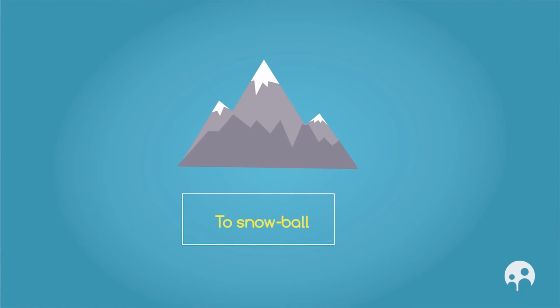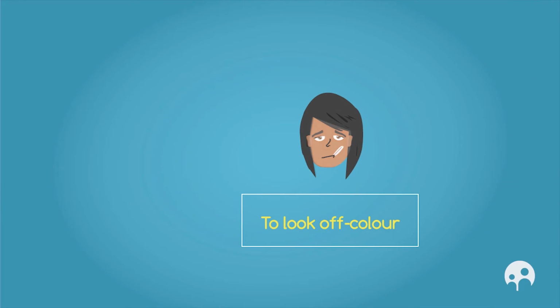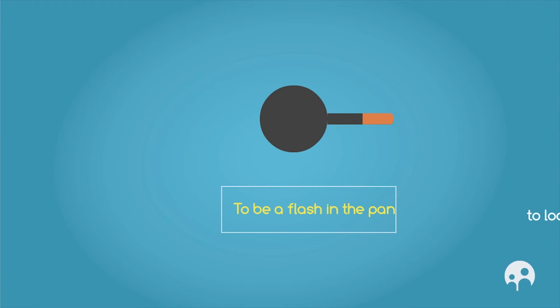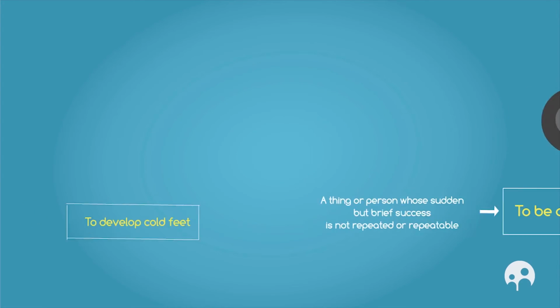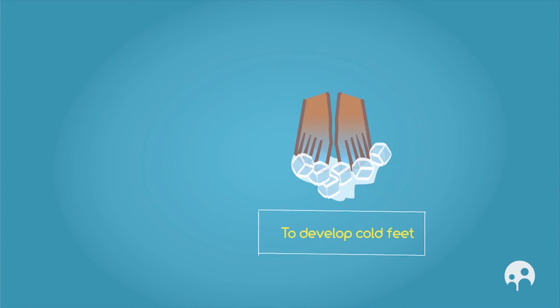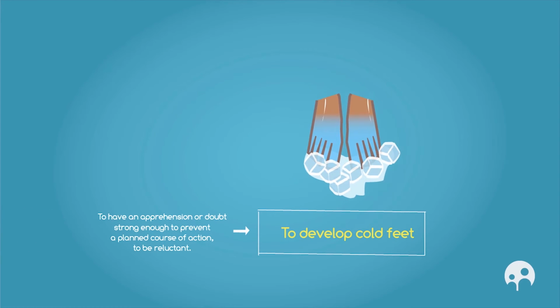To snowball. This means to grow rapidly. To look off color. This means to look slightly sick. To be a flash in the pan. This is a thing or a person whose sudden but brief success is not repeatable. To develop cold feet. To have doubts strong enough to prevent a planned course of action, or to be reluctant.